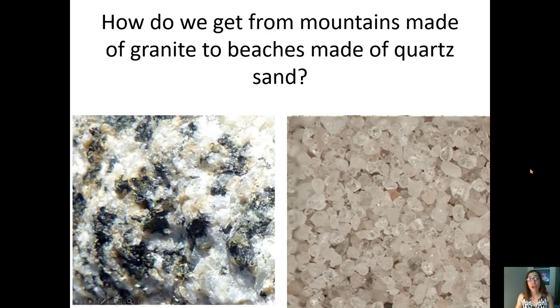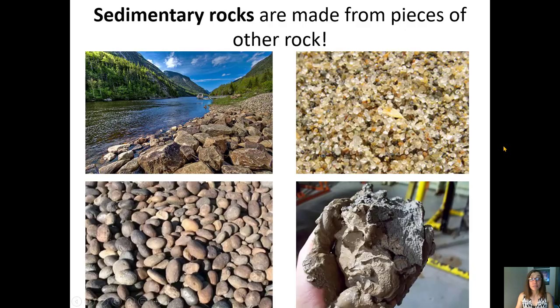For today's lecture, we're going to be talking about textural and chemical sediment maturity. By the end of this lecture, you should be able to answer the question of how do we go from mountains made of granite and other rocks to beaches that are primarily made of quartz sand. What are all the processes that get us from our parent rock all the way down to the sediments that make up the sedimentary rock that we care about in this course?